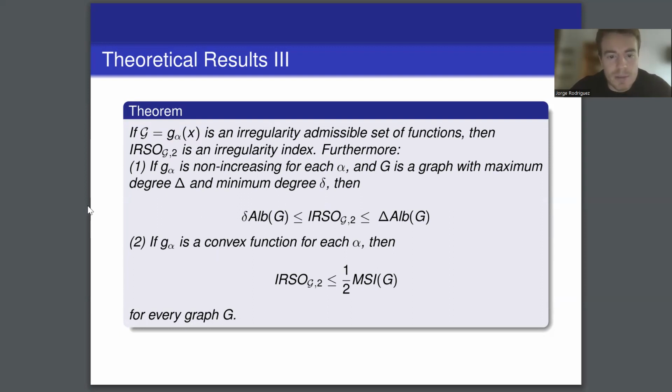Also, this irregularity Sombor index 2 is connected to the misbalance index in the following way. If G of alpha is a convex function for each alpha, then we are going to get that the irregularity Sombor index 2 is smaller or equal than 1/2 the misbalance index for every graph G. Okay.